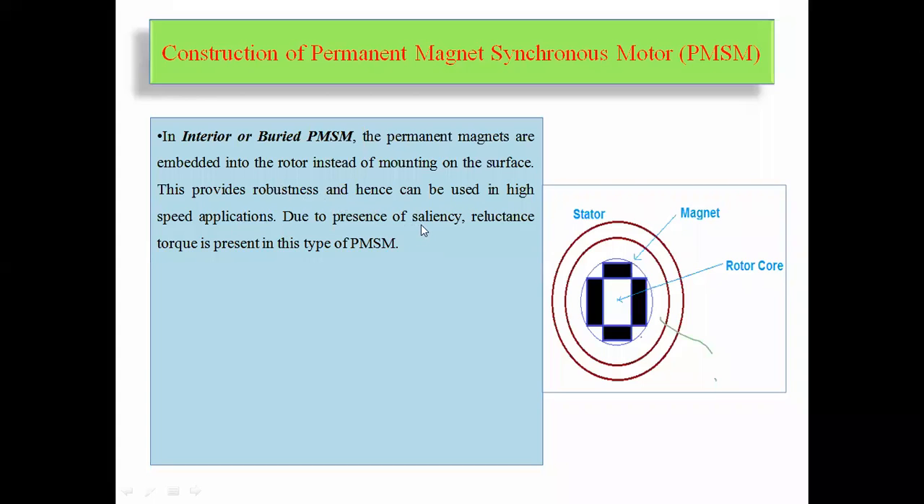Due to the presence of saliency, reluctance torque is present in this type of permanent magnet synchronous motor. So what will happen here? Now you can see that I have put this magnet in the rotor core. ह्याच्यामध्ये मी put केले. Now what will happen here? Rotor fluxes are there, but they are restricted by these magnets. So here the torque is created because of the reluctance only. Okay, so this is the construction side of the permanent magnet synchronous motor.